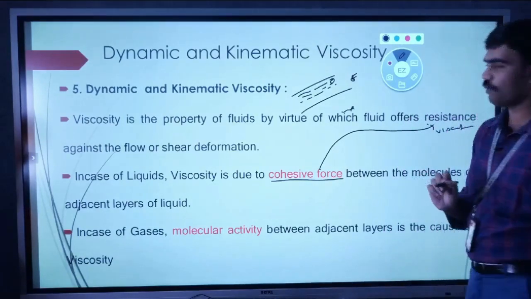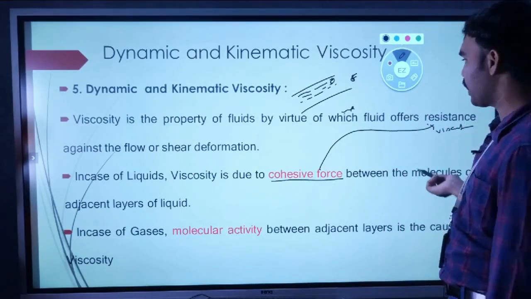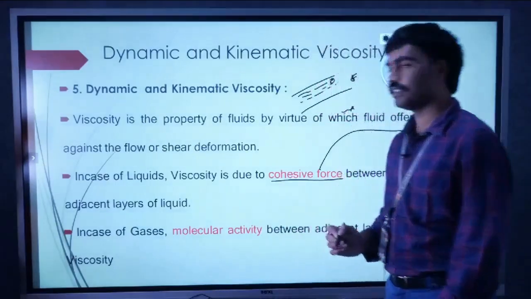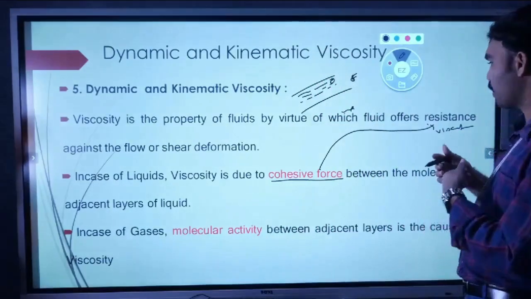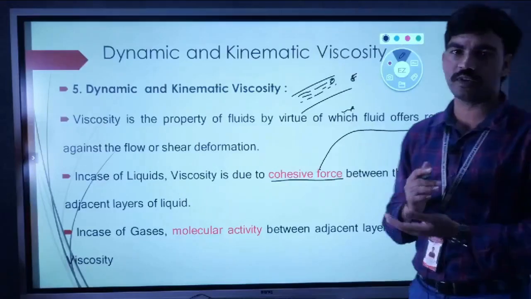In the fluids. When it comes to gases, the molecular activity between the fluid layers is the major cause for viscosity.